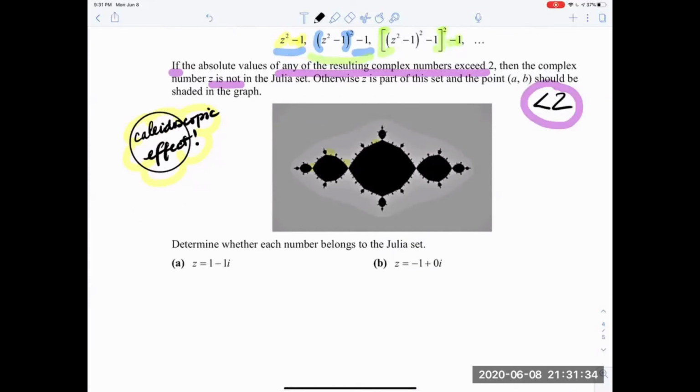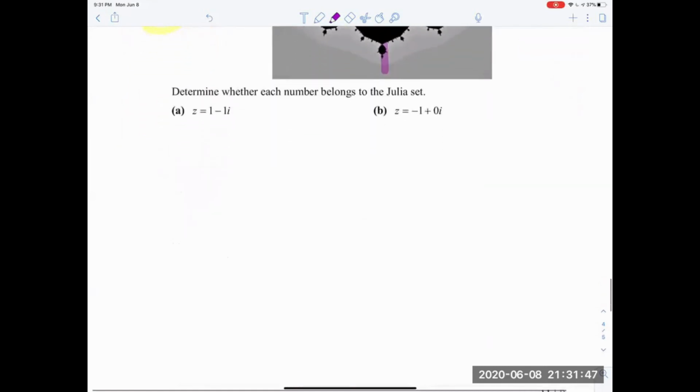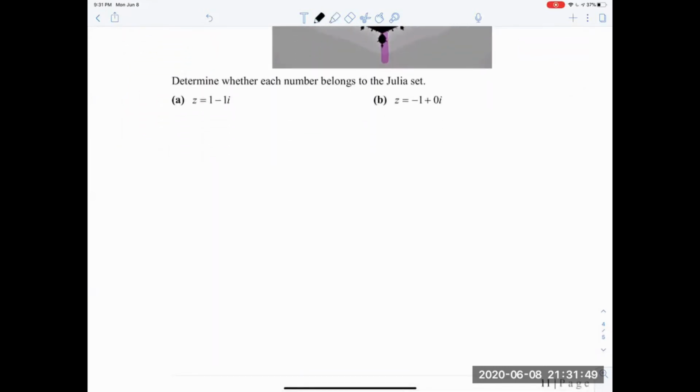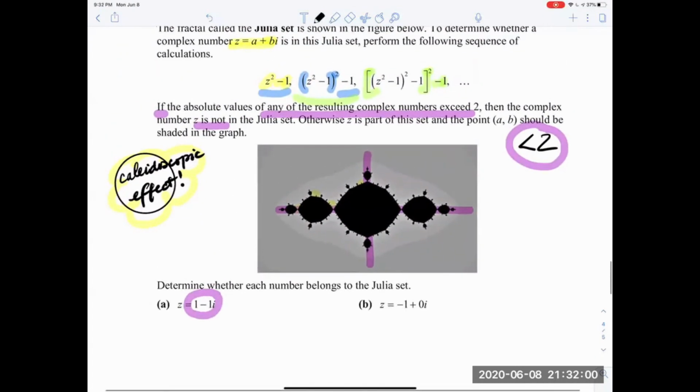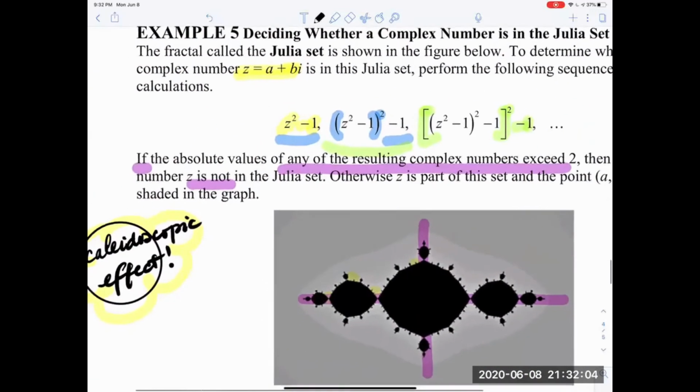As you can see, this is a transformation where at least I can identify 2 axes of symmetry, on a vertical and horizontal. But in reality, it has more than that. All right, so let's look at our numbers. The first number given here is z equals 1 minus 1i. That is my z. So the first step I have to perform is z squared minus 1. Well, let's do it.